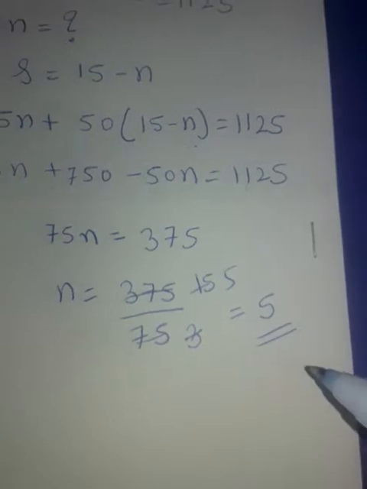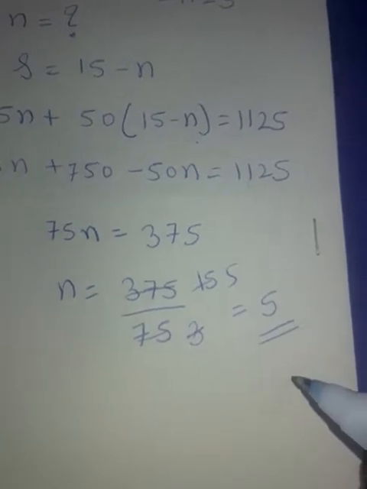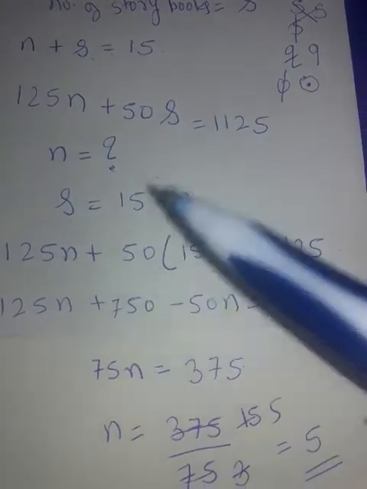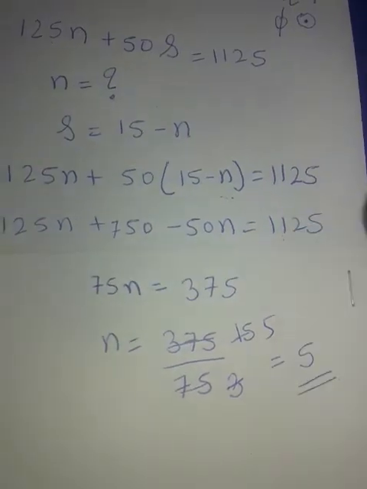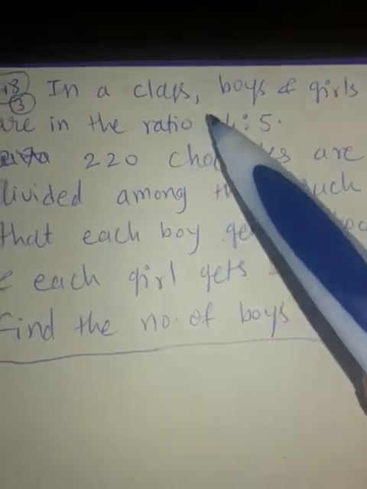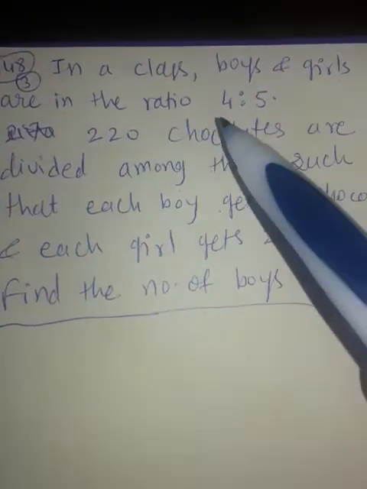Number of novels, that's the question. What is the number of novels? So here, if you see, the substitution method saved our time. Correct? Next example. In a class, boys and girls are in the ratio 4:5.